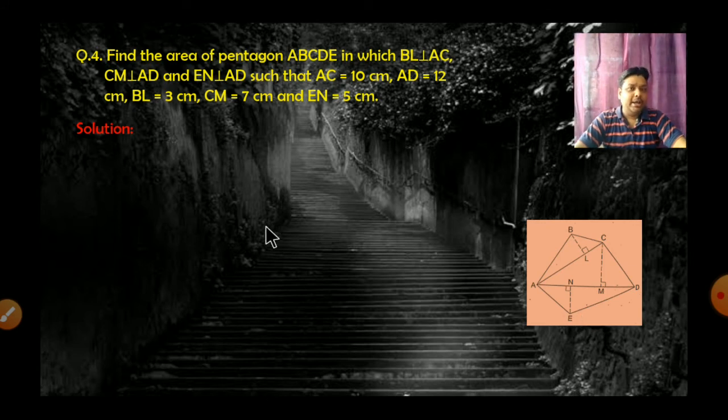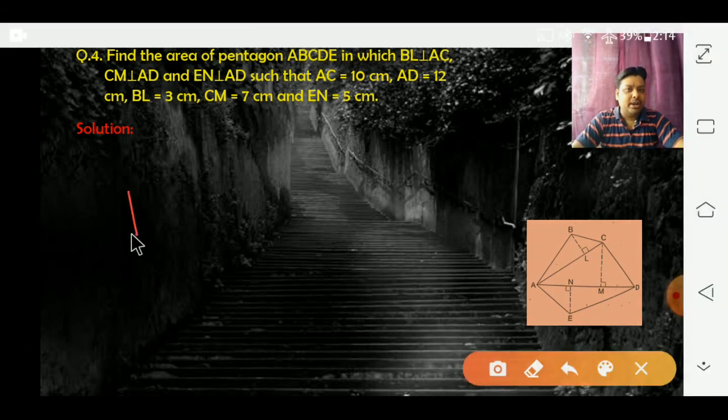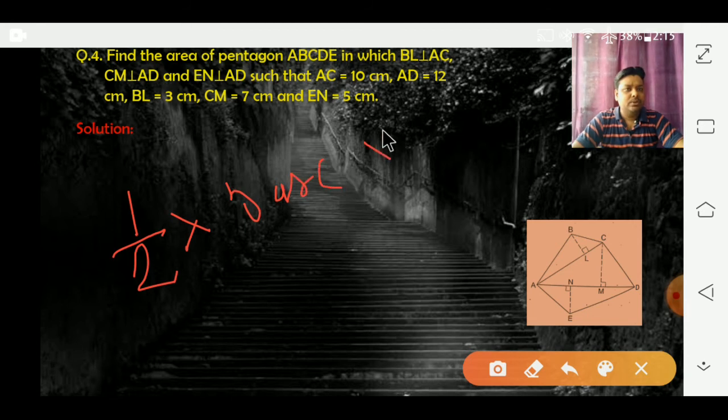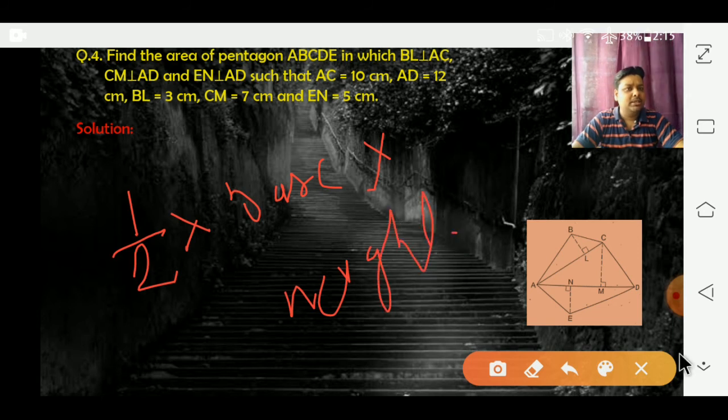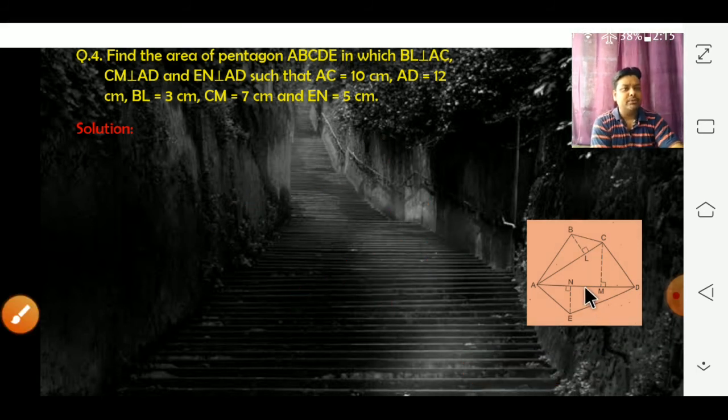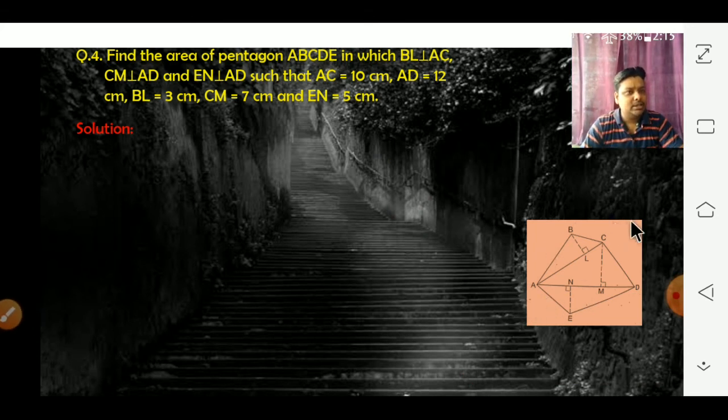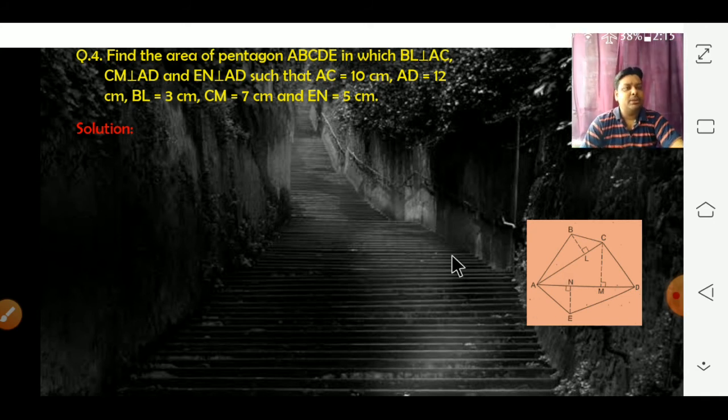Okay, and we know that the area of a right angle triangle is equal to 1 by 2 into base into height. It means we need base and height both, then we can apply this formula. So here, in triangle ABC, AC is the base and BL is the height. In triangle ACD, AD is the base and CM is the height. Again in triangle AED, AD is the base and EN is the height. So we can find separately the area of all three triangles and then add them to find the area of this pentagon. Okay, sure.